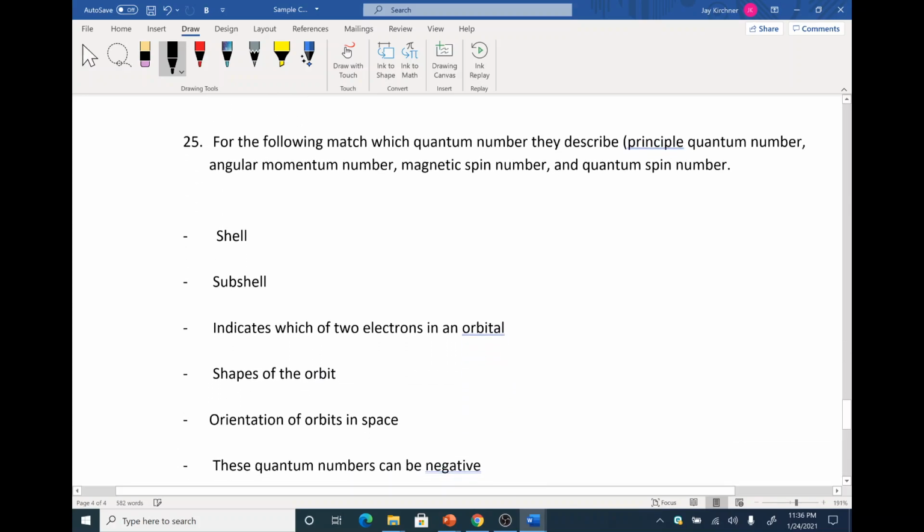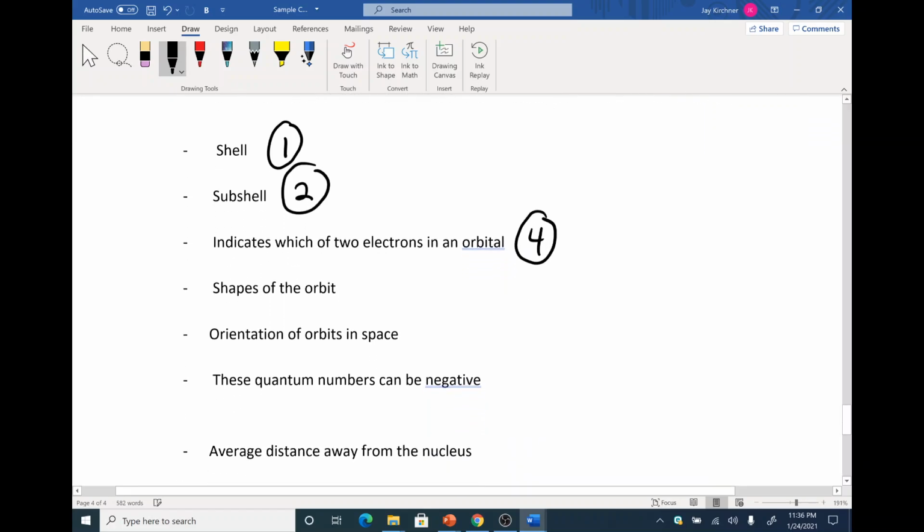Did this on your quiz well. This is principal. You can just put 1. This would be number 2. This is number 4. Which electron it is, always that. Shapes of the orbitals, that's angular momentum. Orientation of orbitals, remember it's the orbitals themselves. 3. Which ones can be negative? Oh, that's a good one.